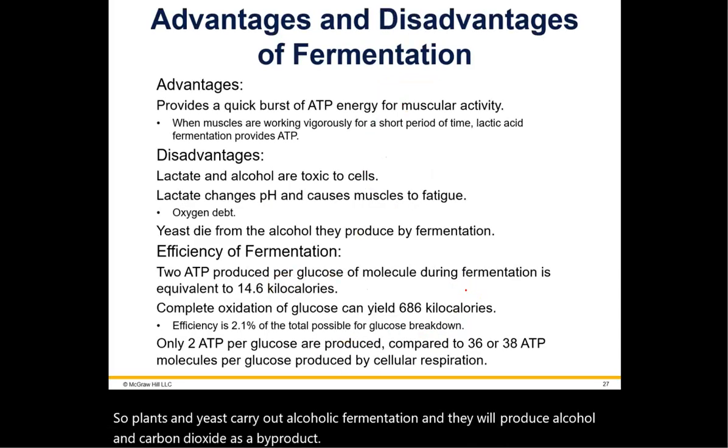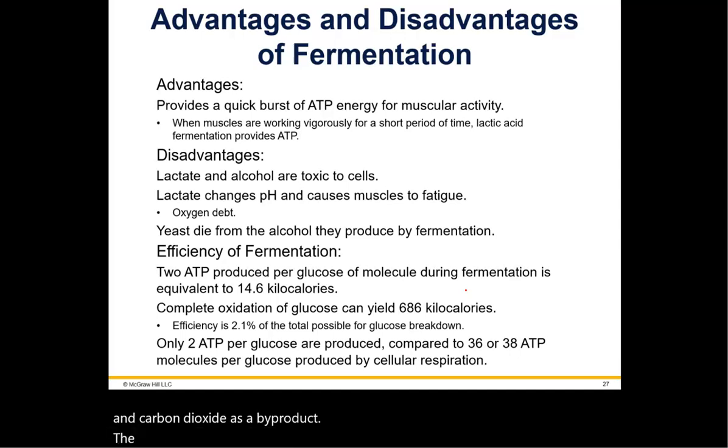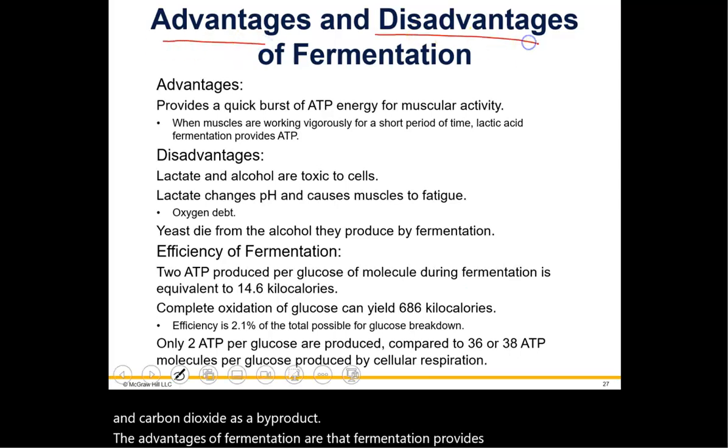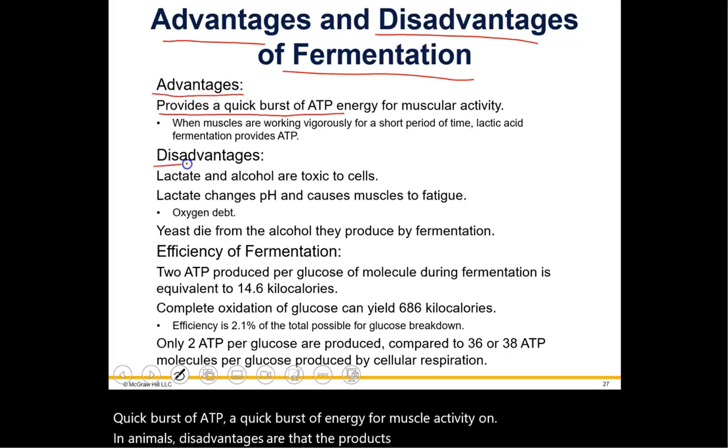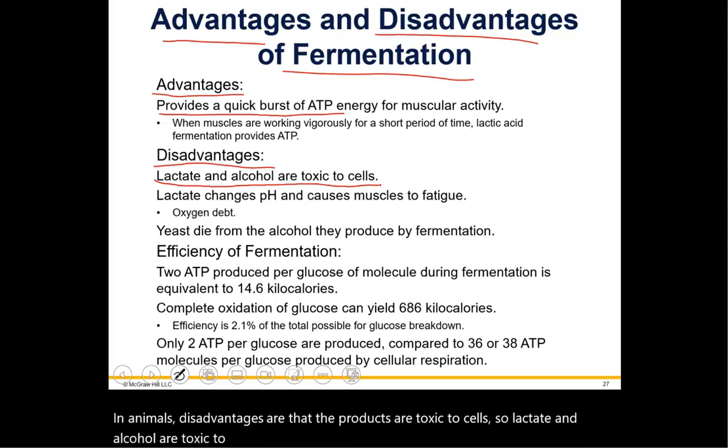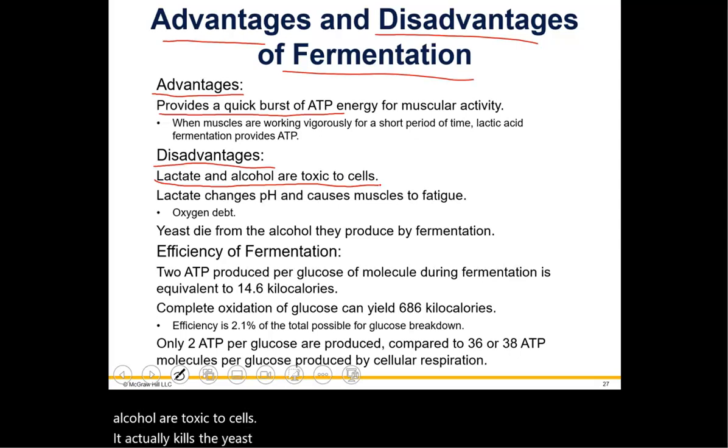byproduct. The advantages of fermentation are that fermentation provides a quick burst of ATP, a quick burst of energy for muscle activity in animals. Disadvantages are that the products are toxic to cells. So lactate and alcohol are toxic to cells. It actually kills the yeast that produce the alcohol.